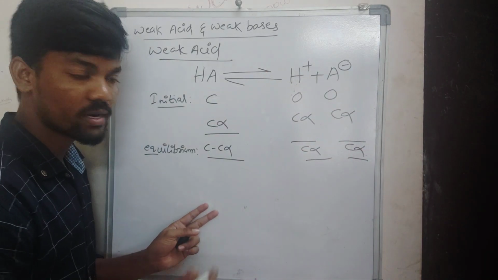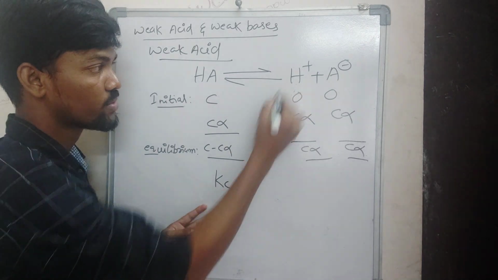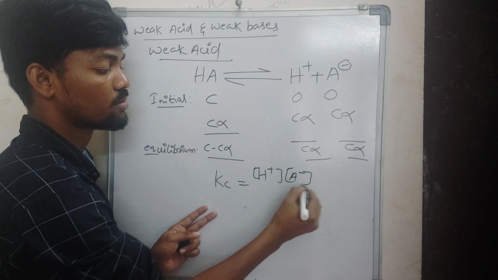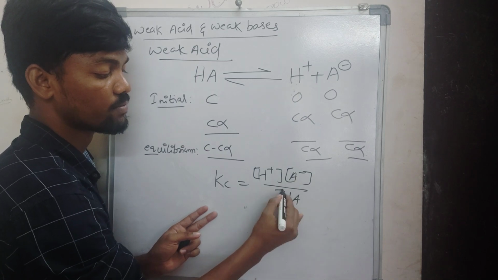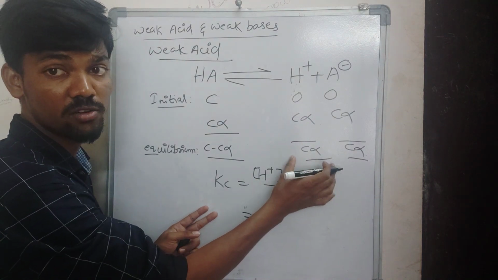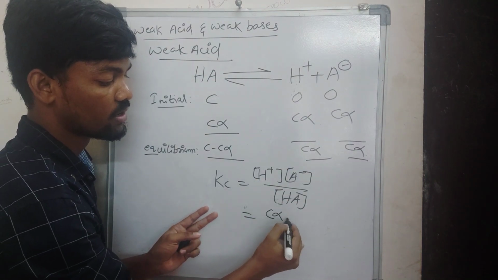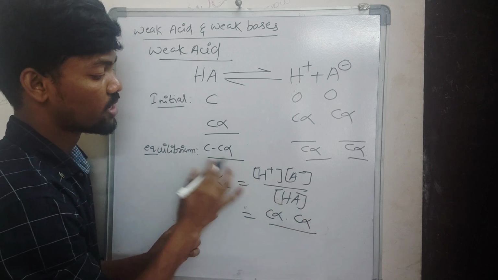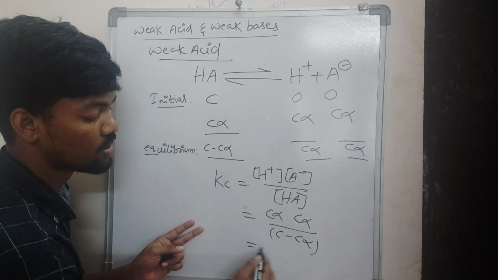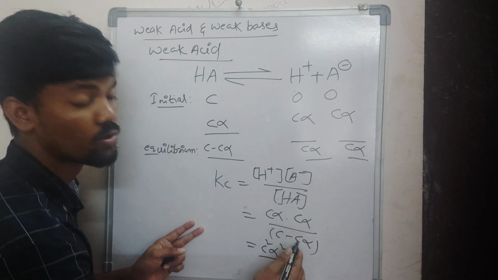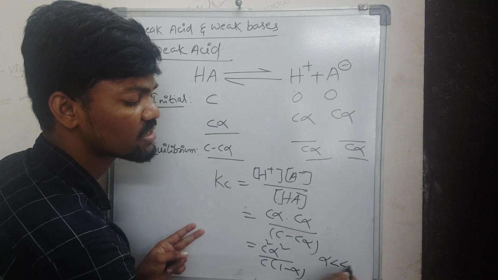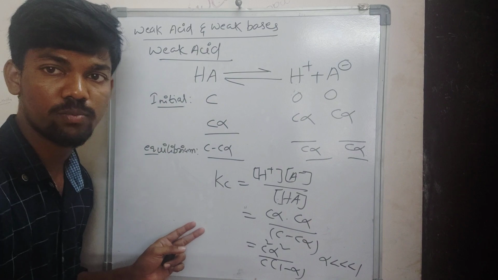Now we have to go for the Kc value. You know Kc is equal to H plus concentration into A minus concentration by HA concentration. So tell me, how much is the H plus concentration at equilibrium? C alpha. Here also C alpha. And HA is C minus C alpha. So what is the formula? C square alpha square. If you take C common, what happens? C into 1 minus alpha. Here alpha is very much less than 1, so alpha will be negligible.